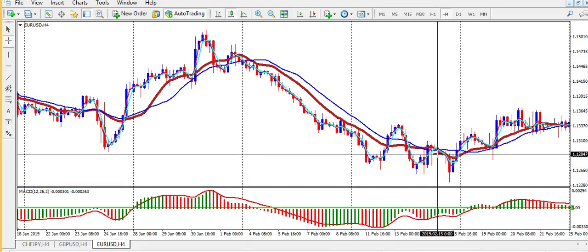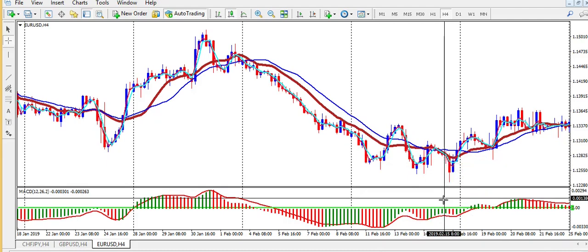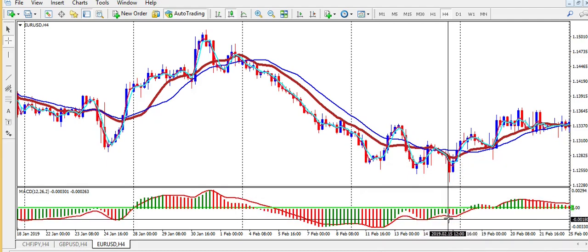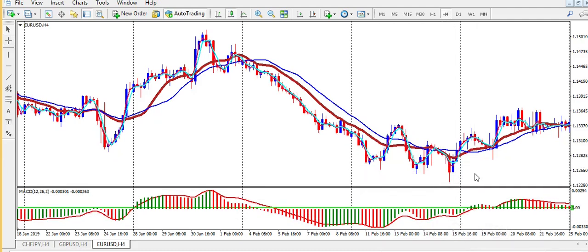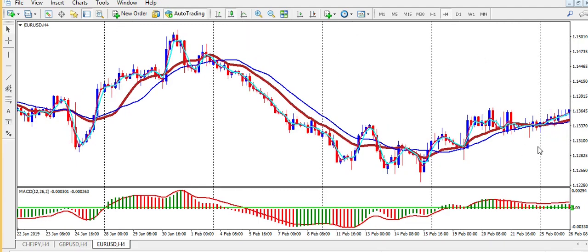There is another one here. This one, there is also a gap. We ignore it. We ignore this one.